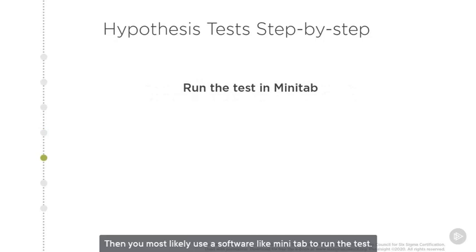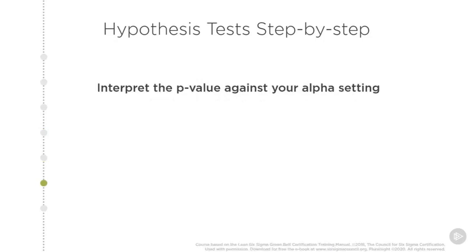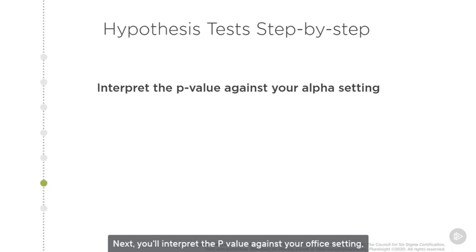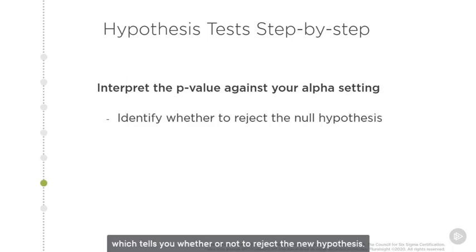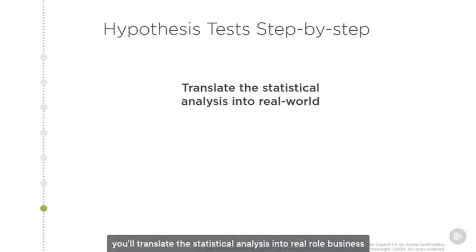Then, you'll most likely use a software like Minitab to run the test. Next, you'll interpret the p-value against your alpha setting, which tells you whether or not to reject the null hypothesis. Finally, you'll translate the statistical analysis into real-world, business-relevant language.